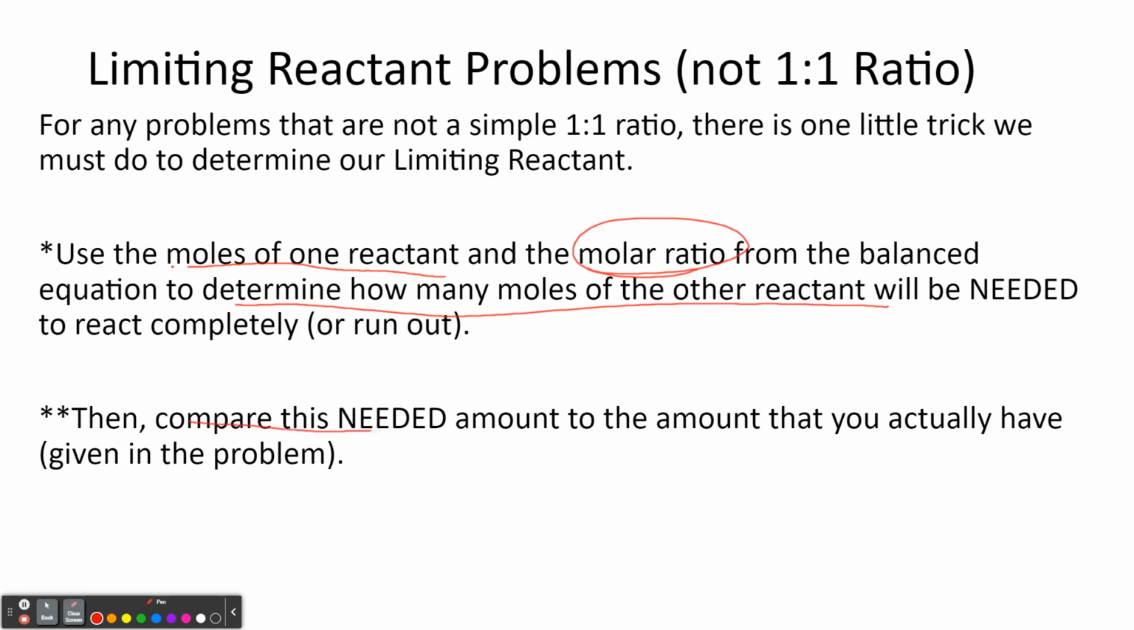We're going to compare this amount needed to the amount that you actually have, given in the problem. If it's in excess, it's no problem. We don't have to figure out which one's limiting. If they give you two numbers, then you have to figure out which one is going to stop your reaction from happening, which one is the limiting reactant. You can also compare both of your reactants to the product if you already have to figure out your theoretical yield. Let's do a couple more examples.